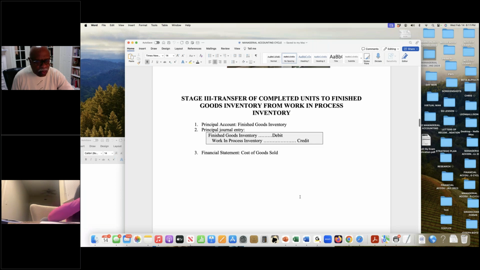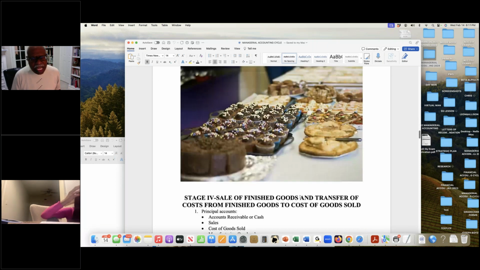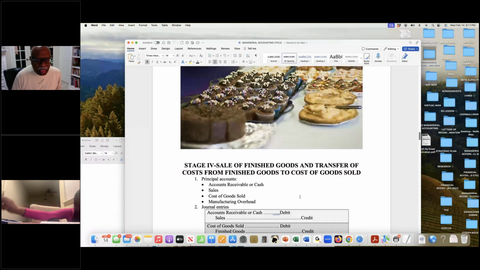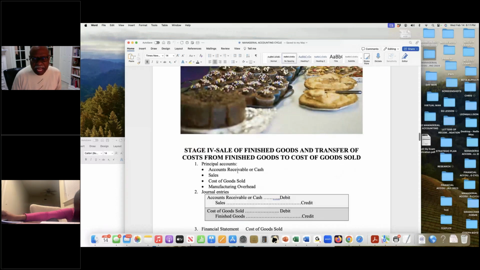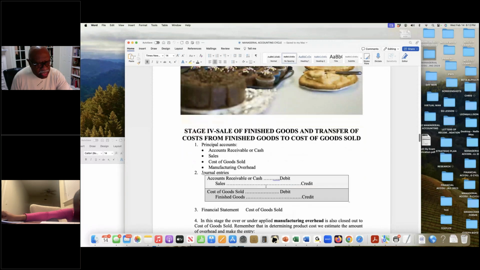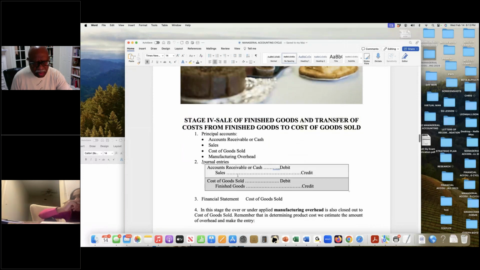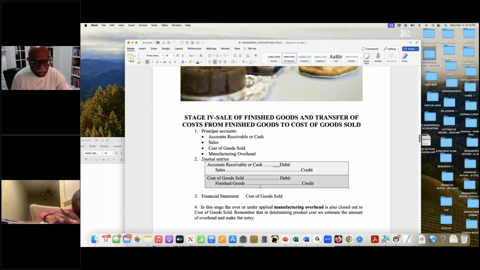In stage four, that's when we sell the item and we're debiting either accounts receivable or cash, and we're crediting sales. And we're debiting cost of goods sold and crediting manufacturing overhead. And these are the journal entries. So, the journal entries that are listed here, and of course, this item should be in the course content and it's in the primer. Journal entries stay the same. You just have to calculate the journal entries.